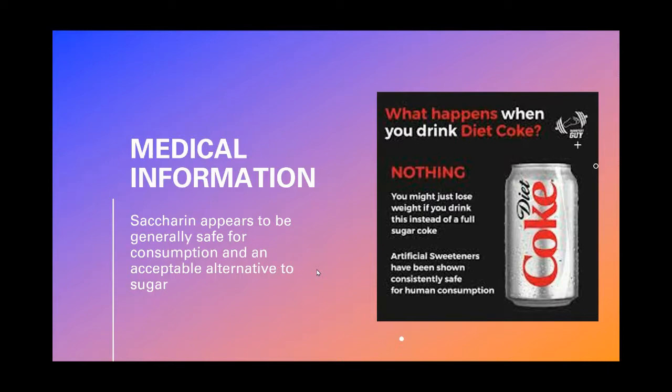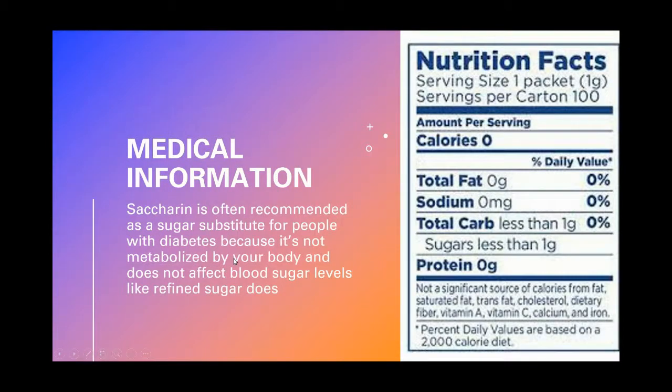What happens when you drink Diet Coke? Nothing. You might just lose weight if you drink this instead of full sugar Coke. Artificial sweeteners have been shown consistently safe for human consumption. You may not lose weight, but you're more likely to lose weight if you use a sugar-free method instead of sugary drinks. Saccharin is often recommended as a sugar substitute for people with diabetes because it's not metabolized by your body and does not affect blood sugar levels like refined sugar does.